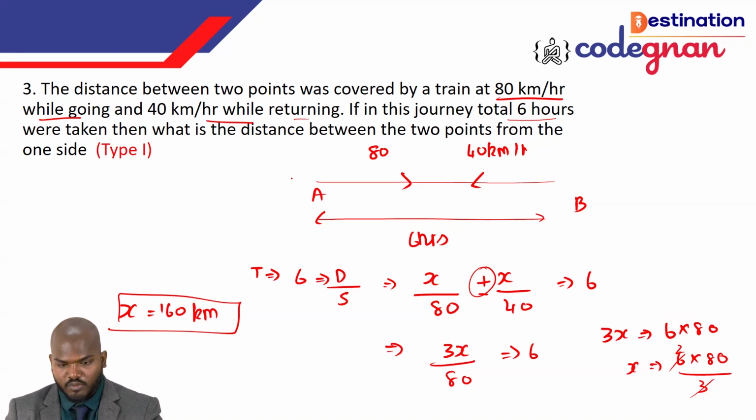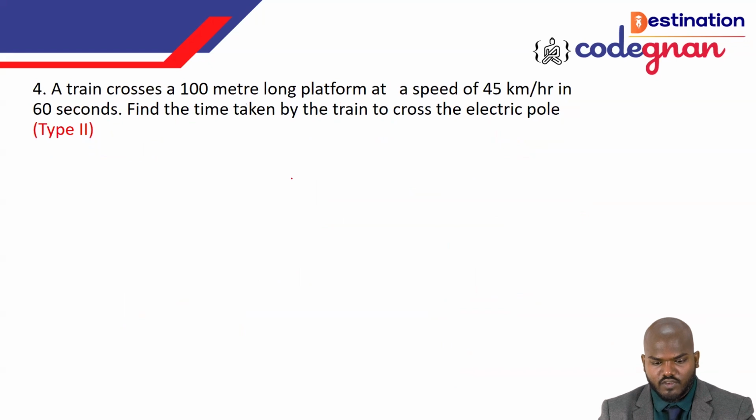I hope you understand this question. So next question, you see this one, it's a little bit different. They are giving that the train crosses a 100-meter platform at a speed of 45 km per hour in 60 seconds. So find the time taken by the train to cross the electric pole. You see this one, guys? It looks like a very small question, but it is a trickiest question. Everyone can get trapped here in a mistake.